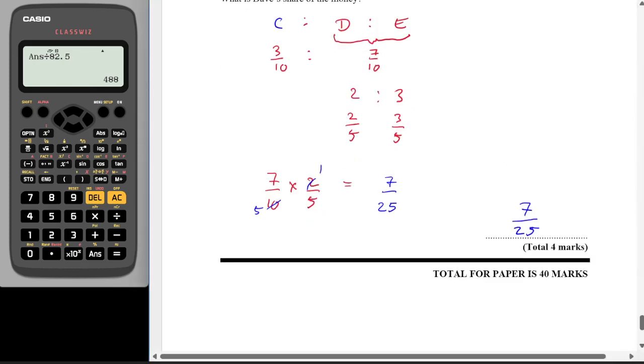And that brings us to the end of the paper. So before I sign off, I just want to bring in a breakdown of the mark scheme.